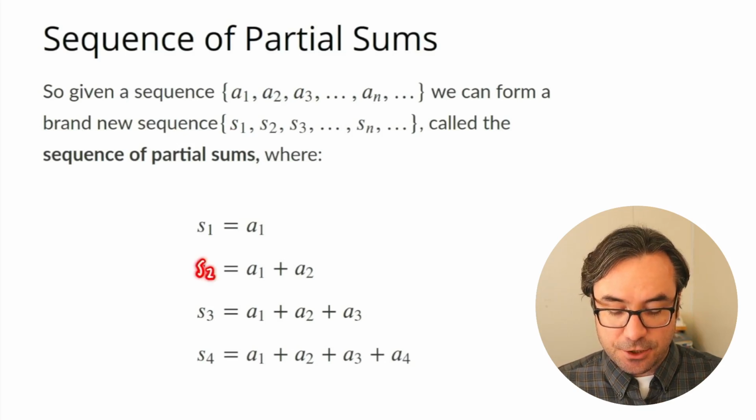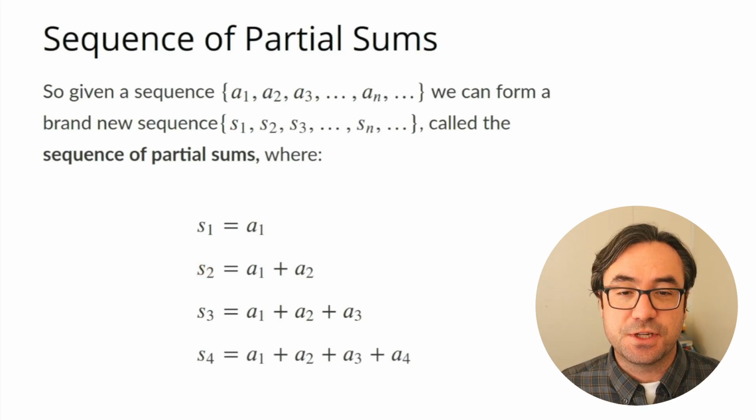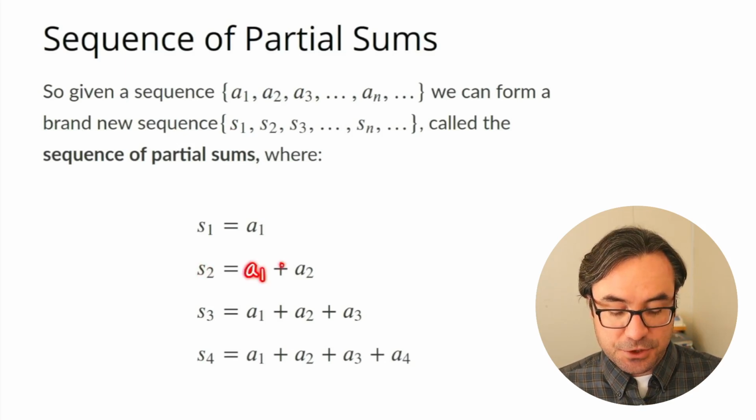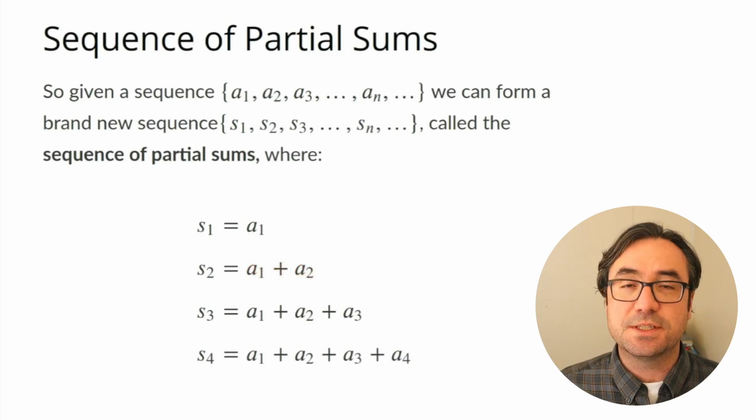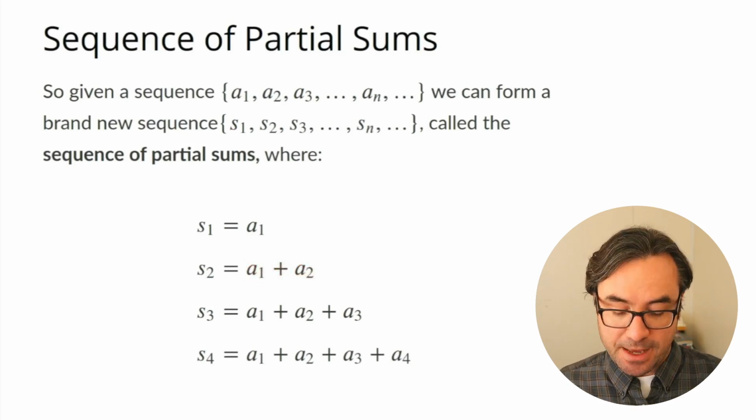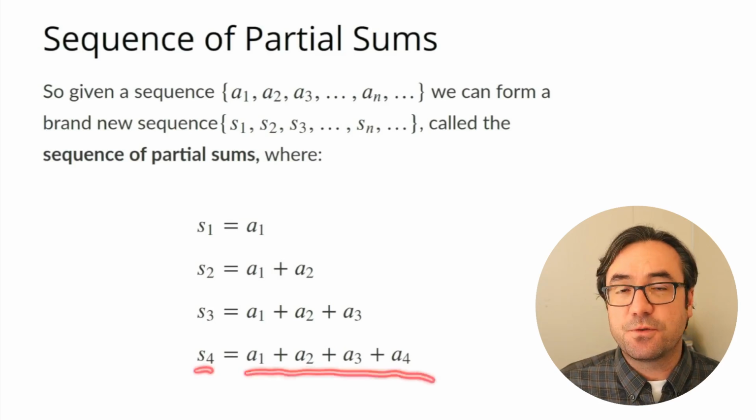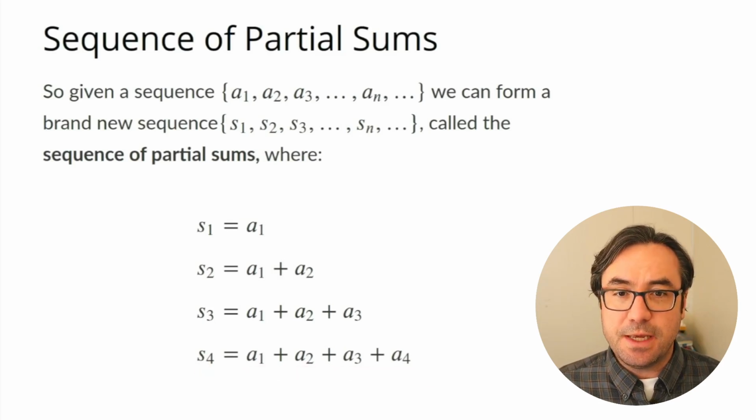The second term of this sequence of partial sums is where we take the first two terms of our original sequence and we add them together. S3 is the sum of the first three terms. S4, the sum of the first four terms. And we keep doing this.